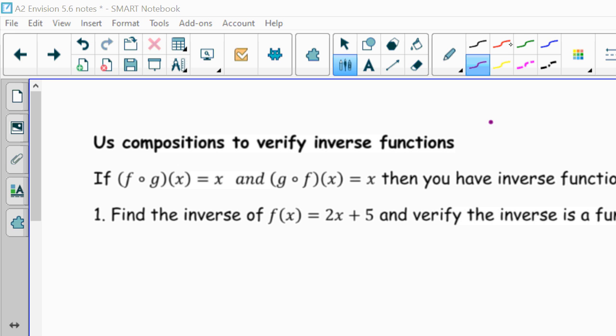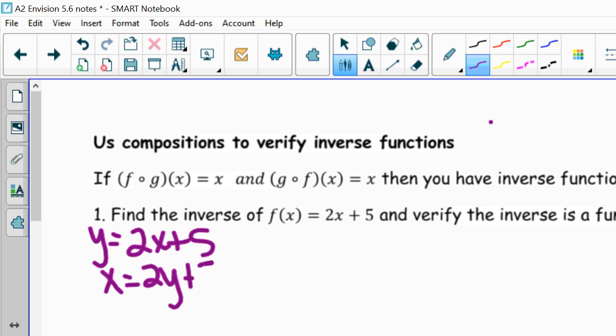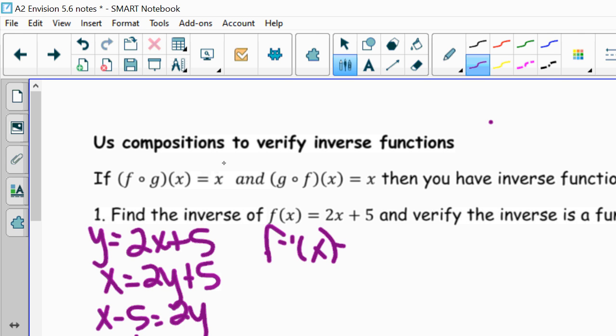So it says, find the inverse of f of x equals 2x plus 5 and verify the inverse is a function. Okay? So I'm going to first make that, instead of f of x, say y equals 2x plus 5. Remember, in order to find an inverse, we switch places with x and y. So x equals 2y plus 5. And then we solve for y, so x minus 5 equals 2y. And then divide by 2. So I get y equals 1/2 x minus 5/2. So my f inverse of x is 1/2 x minus 5/2. Okay?